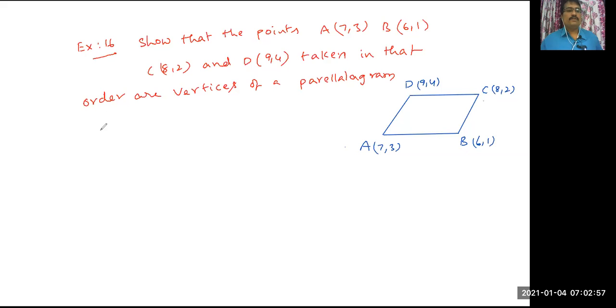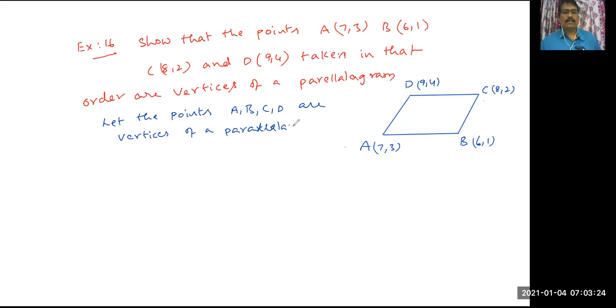Let the points A, B, C, D be vertices of a parallelogram. Okay. So we know that the diagonals of a parallelogram bisect each other.